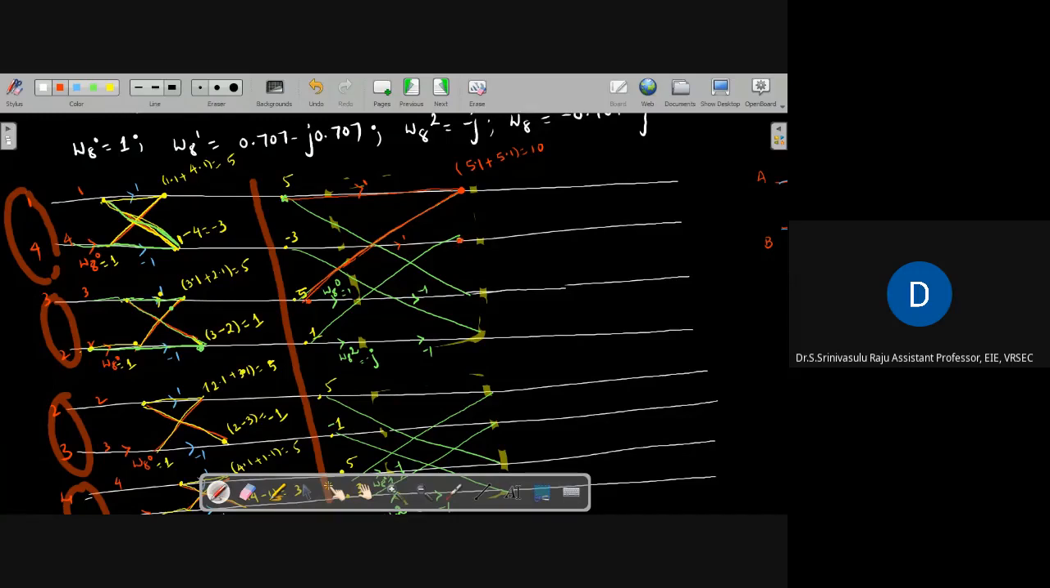And what about the next element? You see here, the next element. So the next element is -3 multiplied with 1. So we have -3. And this element, this 1, multiplied with W8 of 2. W8 of 2 is nothing but -j. So 1 into -j, we have -j. So the answer is -3 -j.